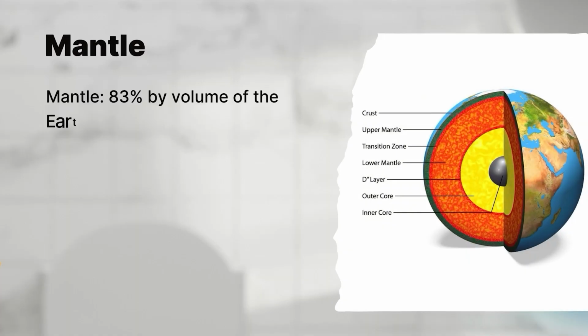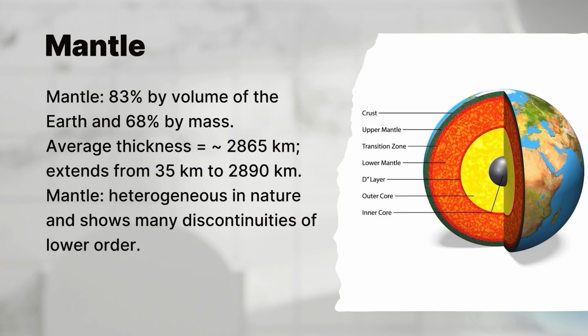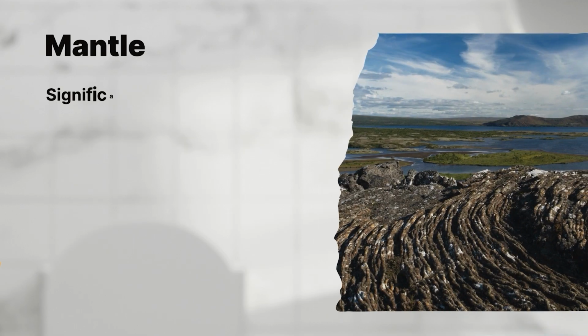The next important discontinuity is the Gutenberg discontinuity, which forms the inner limit of the mantle. The mantle is 83% by volume of the earth and 68% by mass. The average thickness of the mantle is 2865 km, extending from 35 km to 2890 km. Mantle is heterogeneous in nature and shows many discontinuities of lower order. What is the significance of the mantle?